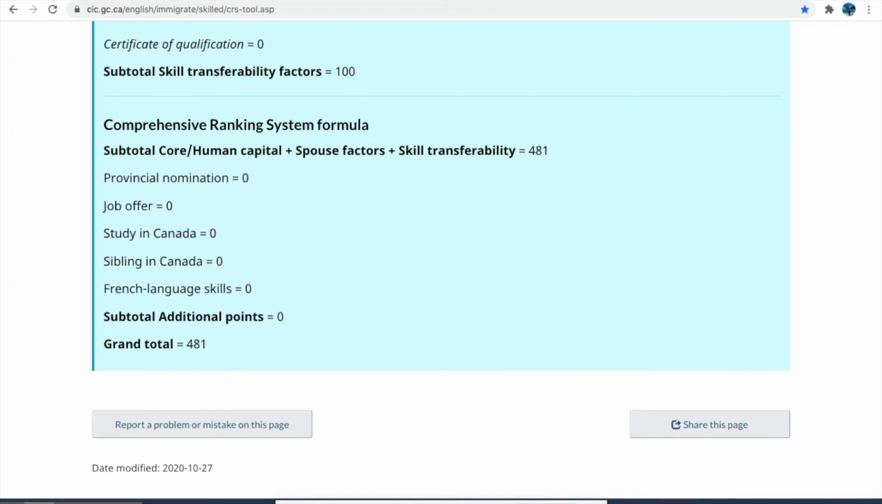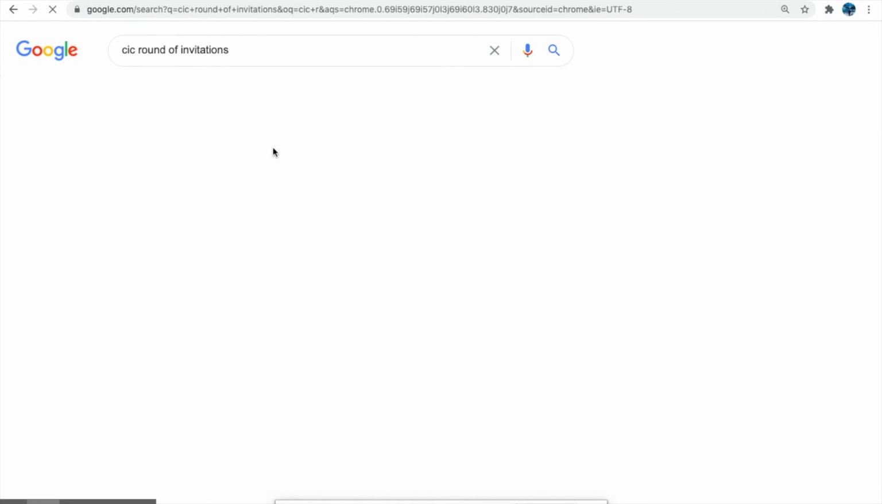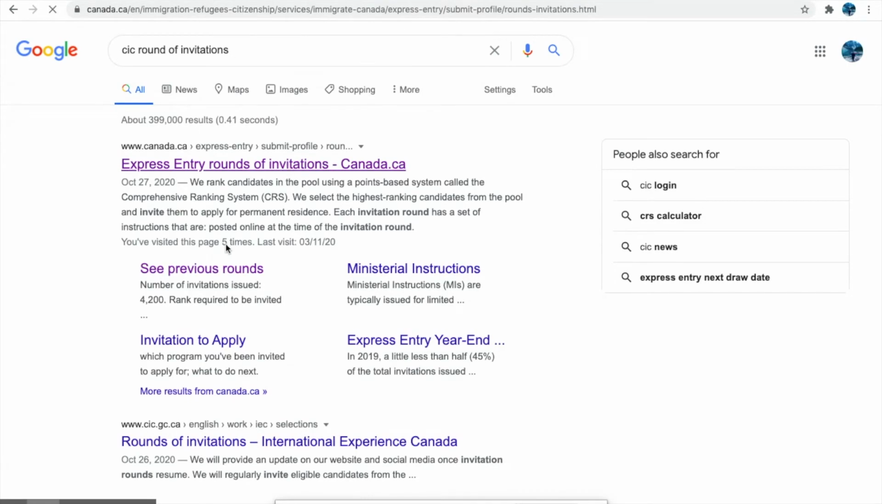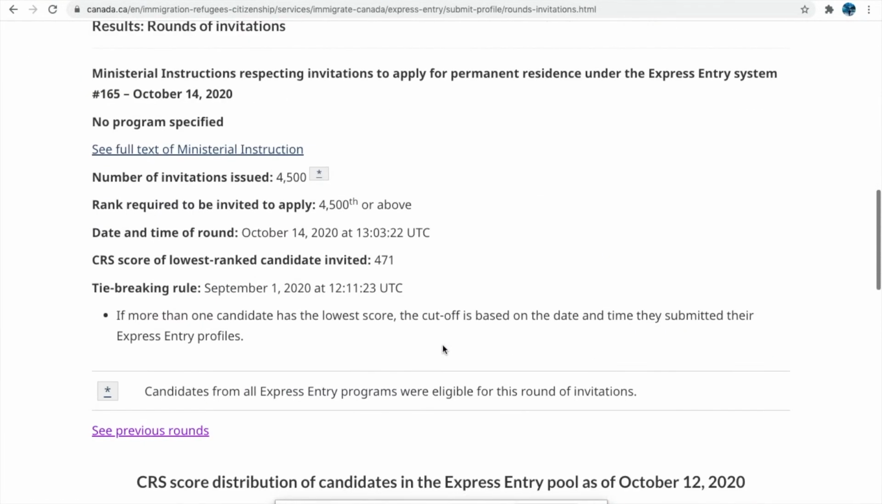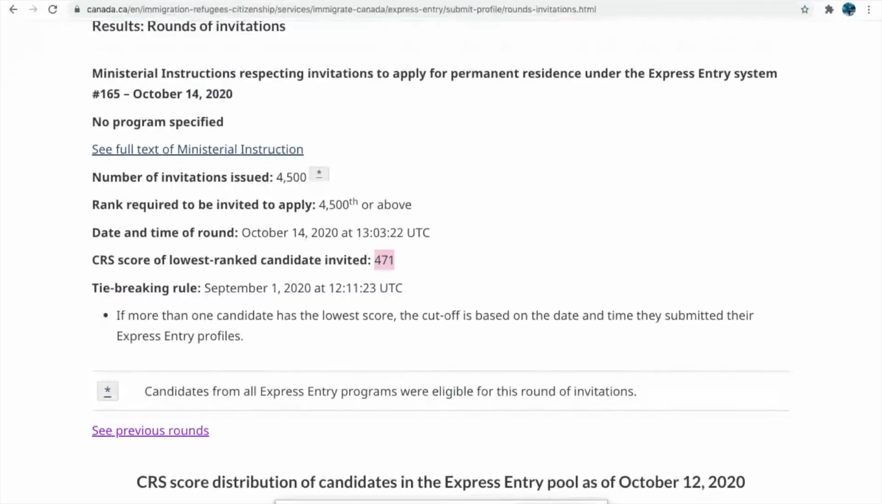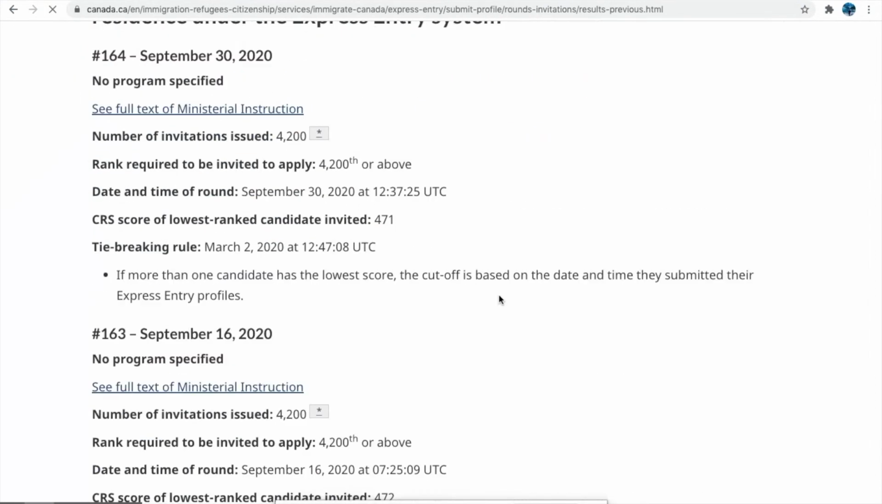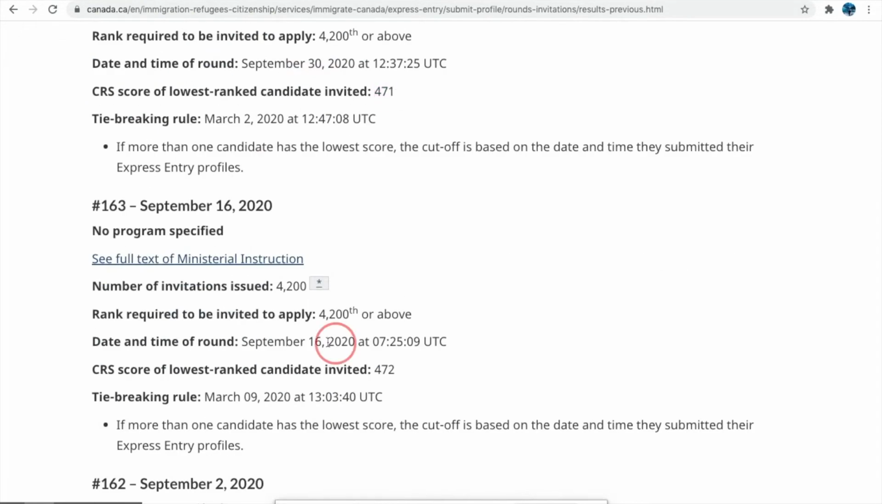Now the question is, how do you get to know if this is a good score and if you will be invited? So if I just search for round of invitations and go to this page, this is the link where you can actually see what was the last cutoff. The last draw was on October 14th and the CRS was 471, and the CRS in this case for this person is 481. So definitely the person will get an invite. On the same link, you can go to previous rounds and you can see the CRS that was there in the previous round. So for example, on September 30th, it was again 471. And then on September 16th, it was 472.